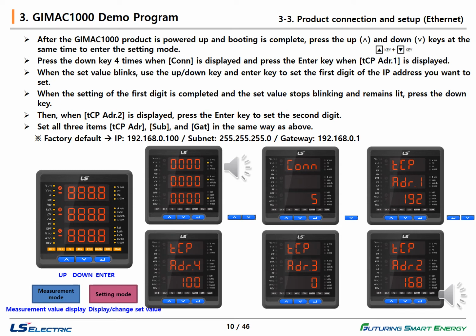Set up the 4-digit numbers of the subnet mask and those of the gateway. Once all setups are complete, press the up and down keys simultaneously to enter the measurement mode.